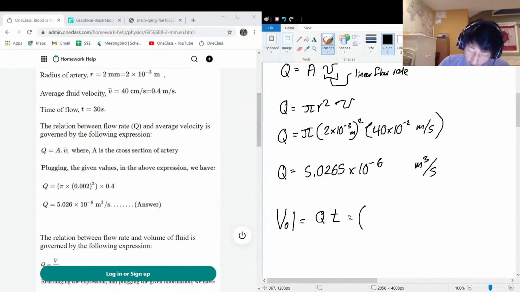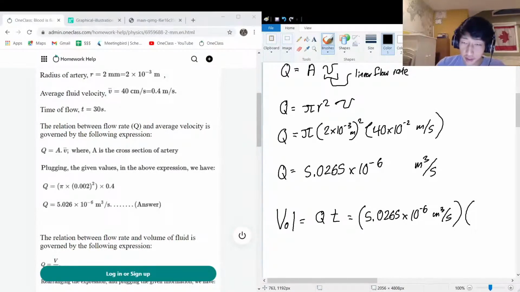Okay, so to do the math, let's do 5.0265 times 10 to the negative 6 meters cubed per second. You know, this is kind of like asking, if you're driving 70 miles per hour, and you drive for 1 hour, how far do you go? 70. So it's kind of like that.